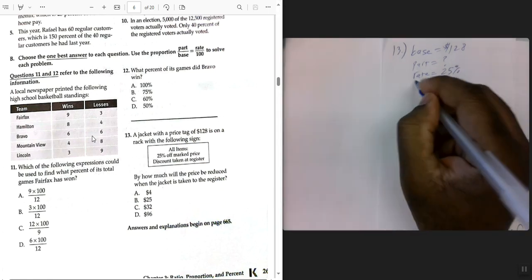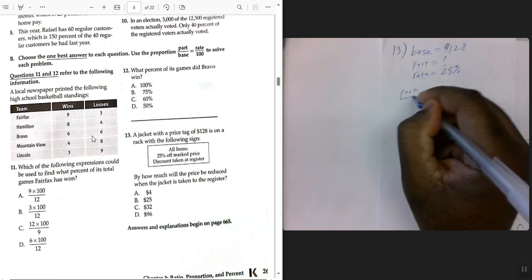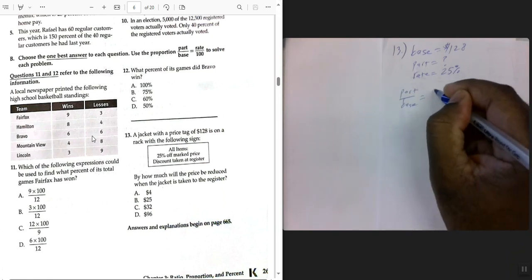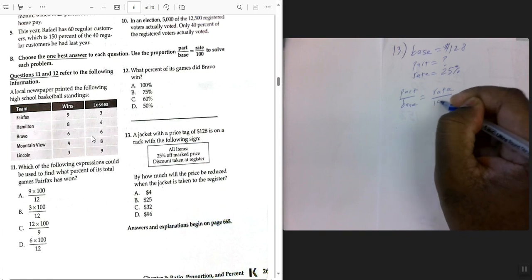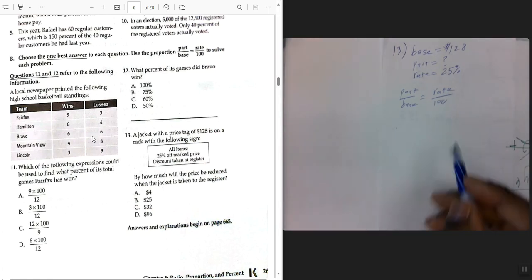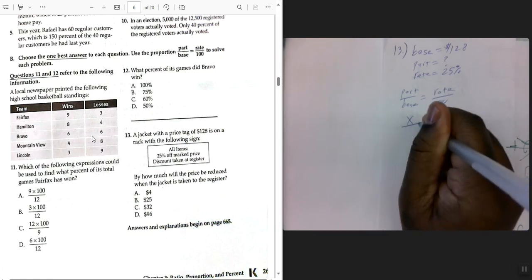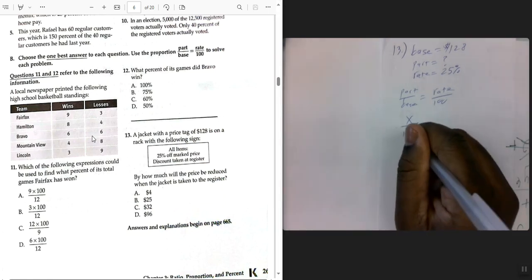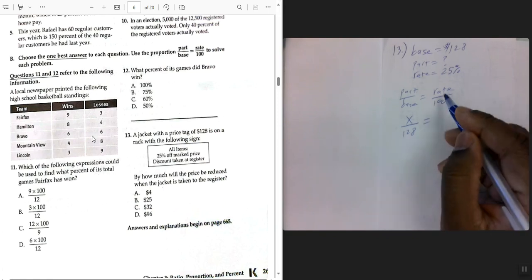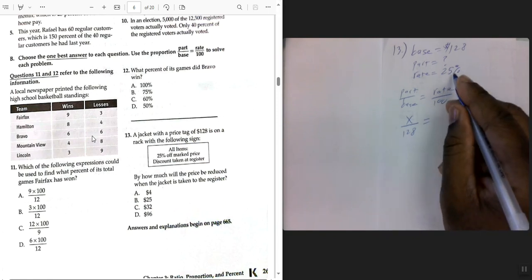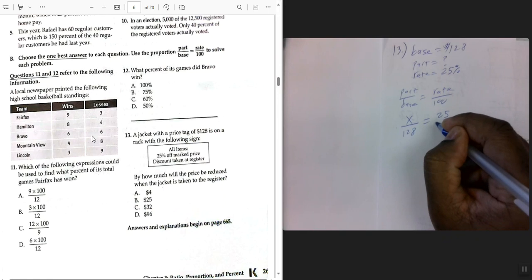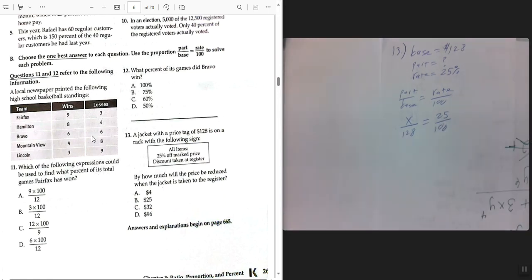Okay, now we just need to solve for the part. So we would do that formula. We have part over the base is equal to rate over 100. Okay, part over the base. The part we don't know, so we'll make the part x. The base is 128. The rate is 25%, but we'll just write it as 25, and that'll be over 100. Because remember, percent means over 100, so 25 over 100 is the same thing as saying 25%.